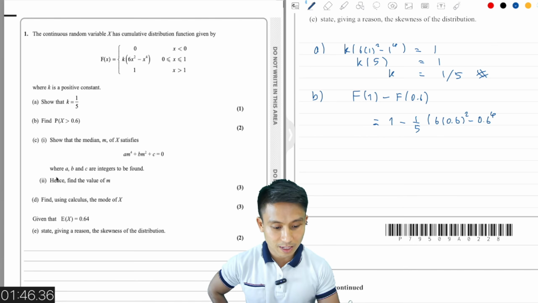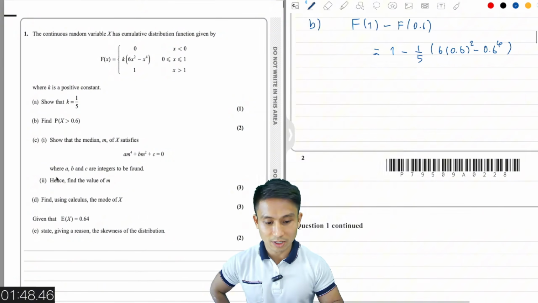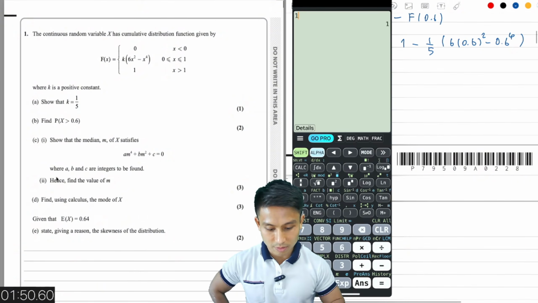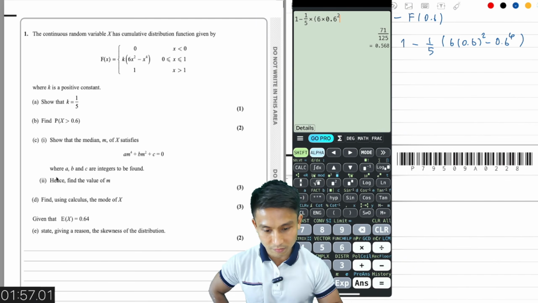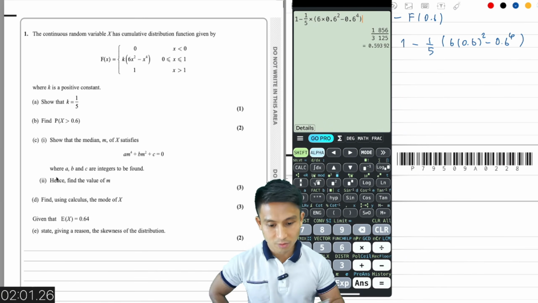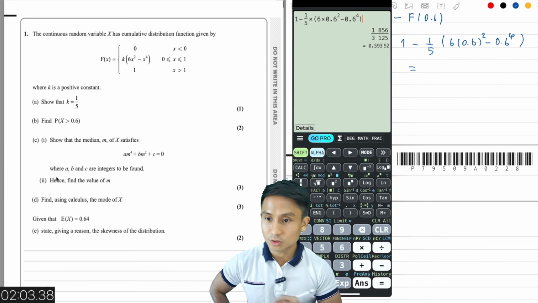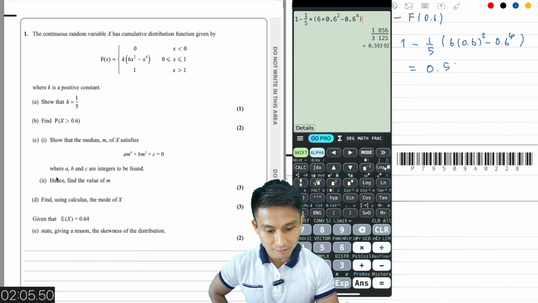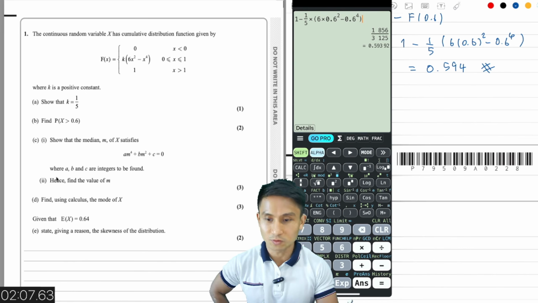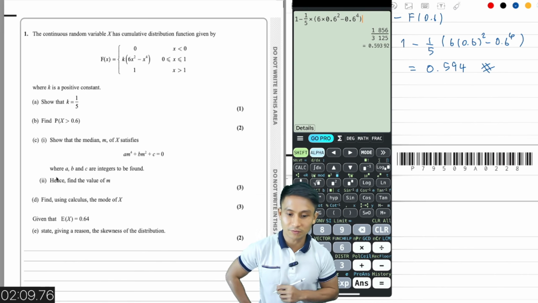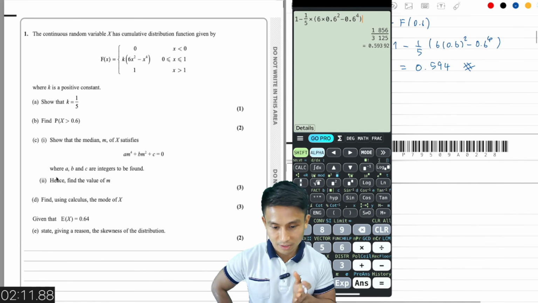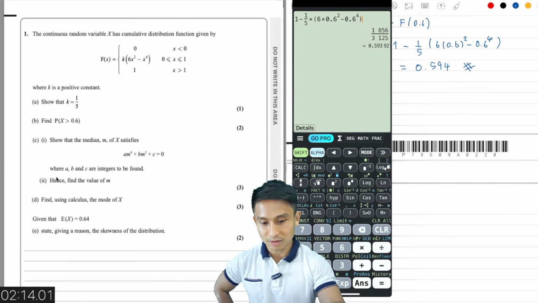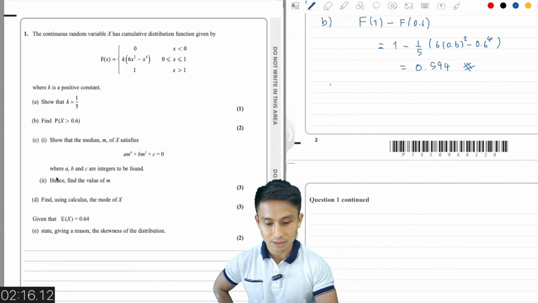I'm just going to substitute 0.6 in the equation there. Okay, like that. And then we're going to use a calculator. So 1 minus 1 over 5 times 6 times 0.6 to the power of 2 minus 0.6 to the power of 4. That would be the answer there. So 0.534 would be 3 significant figures for that. Let me just double check the calculator work here. That should be fine. I'm happy with that. Okay, so part B is done.